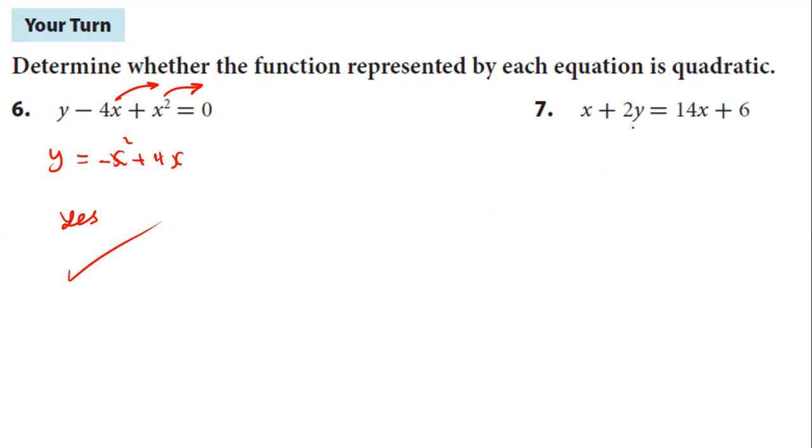Here, after isolating y, ask yourself, does the x squared term exist? This is x and this is x. There is no x squared term. So it is not a quadratic one.